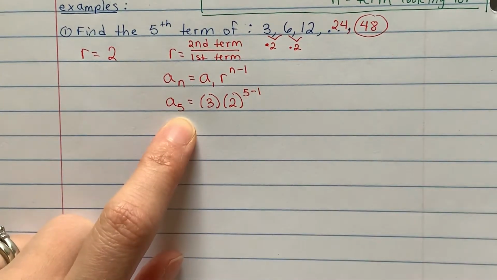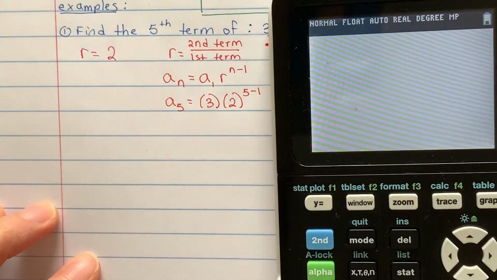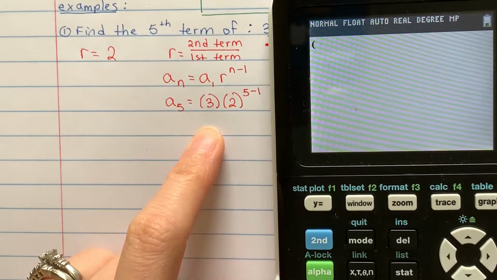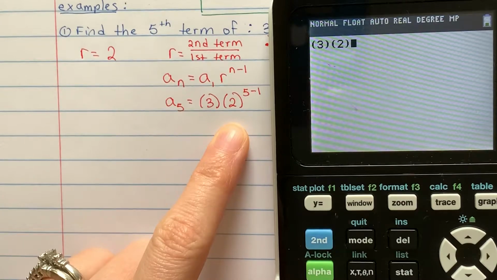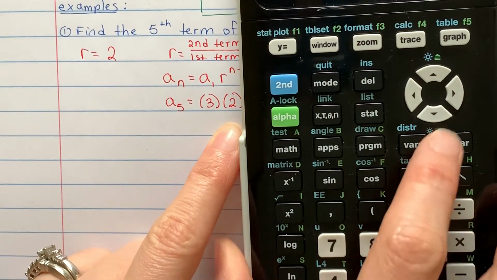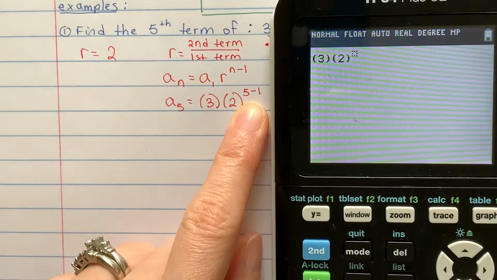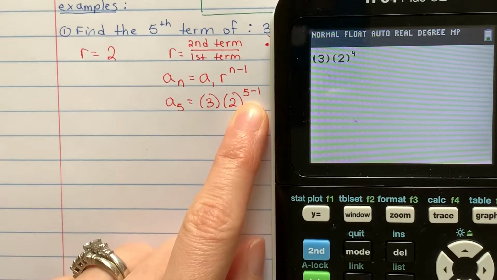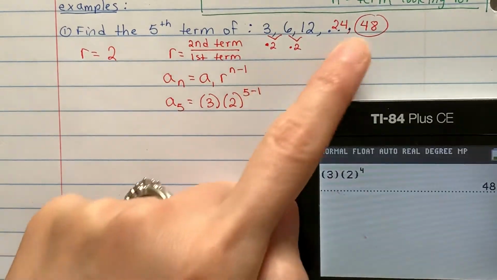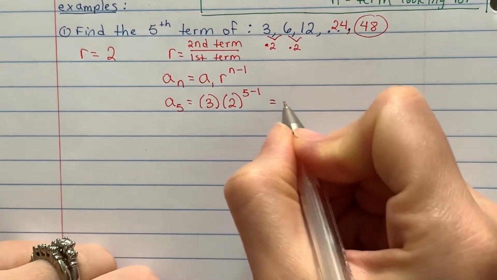And this is where you need to grab your graphing calculators and see that you can definitely type this properly. The parentheses are very important. So parentheses 3, parentheses 2. I'm using this caret button right here, caret. And I'm just going to do the 5 minus 1 in my head. I know 5 minus 1 is the number 4. And that, sure enough, does give me 48, which is what we figured out over here, just doing it in our heads.